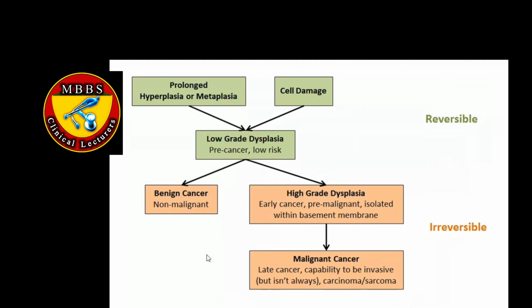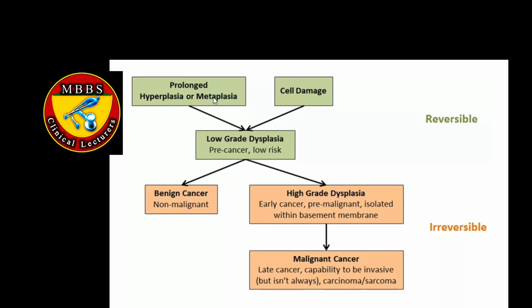Okay, so I was explaining to you about dysplasia. Dysplasia is nothing but a disordered growth. Remember that. And we need to understand the mechanism of dysplasia. So the story begins with stimulation. Prolonged stimulation, prolonged hyperplasia or metaplasia. By now you should know what metaplasia is: change of one mature epithelium type to another.